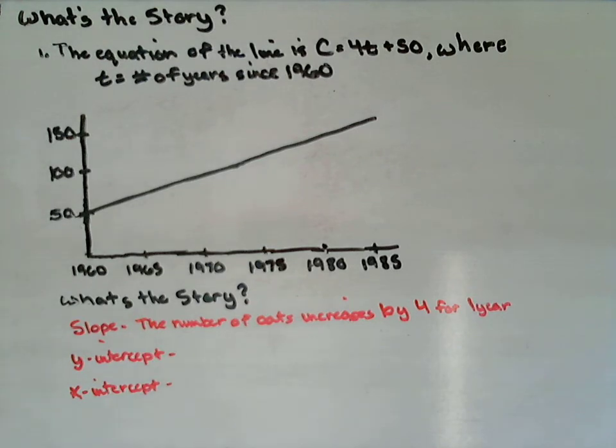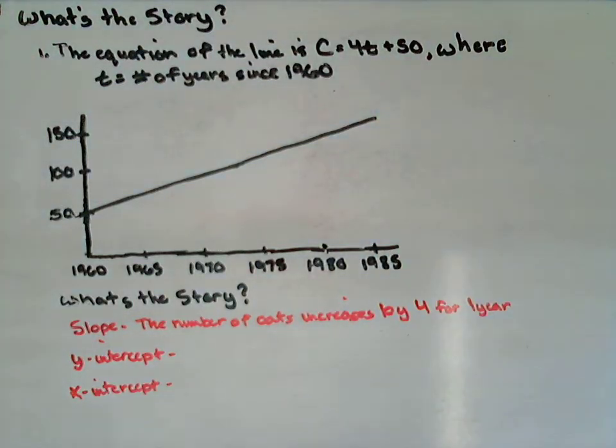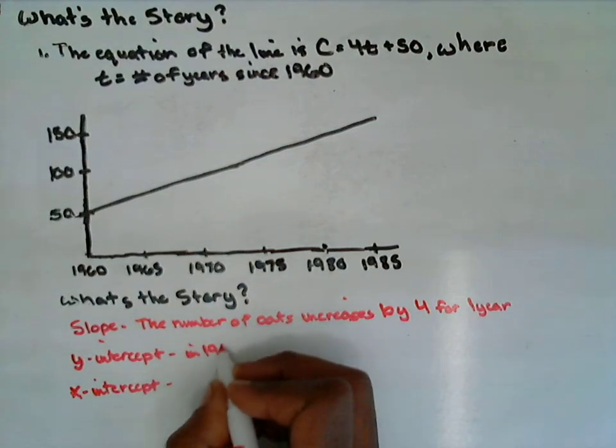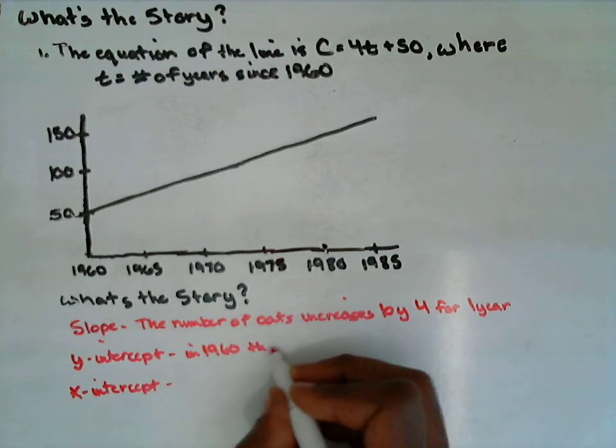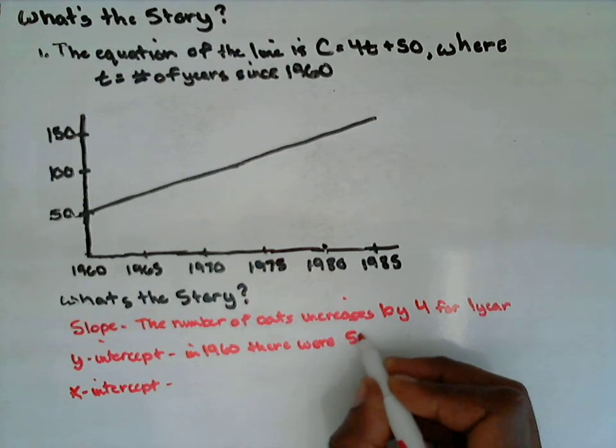Now when we look at our y-intercept, basically that's where the line crosses the y-axis, and that would be at 50. We can verify this too by putting in 0 for t, and if we put in 0 for t, we get 4 times 0, which is 0, plus 50, which is 50. So that would tell us that in 1960, there were 50 cats.